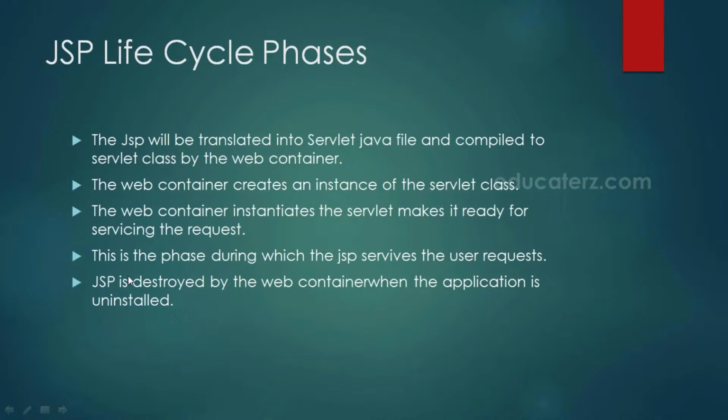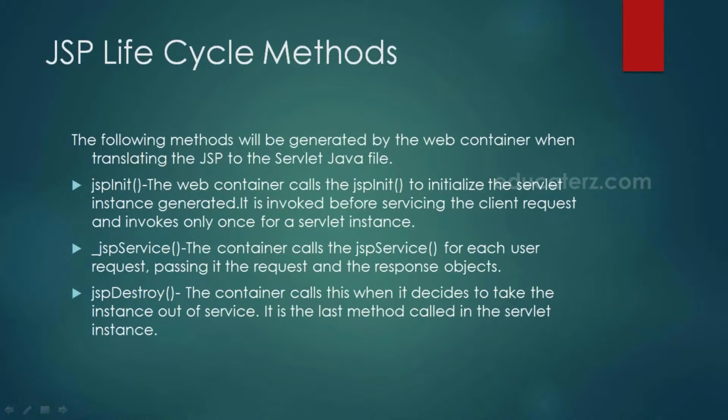The JSP is destroyed by the web container when the application is uninstalled. These are the life cycle methods: jspInit, jspService, and jspDestroy, similar to the servlet init, service, and destroy methods. jspInit is always called once and is used to initialize the servlet instance. The jspService method processes each user's request and gives back the response objects. And the jspDestroy method is again called only once, when the container decides to take the instance out of service.